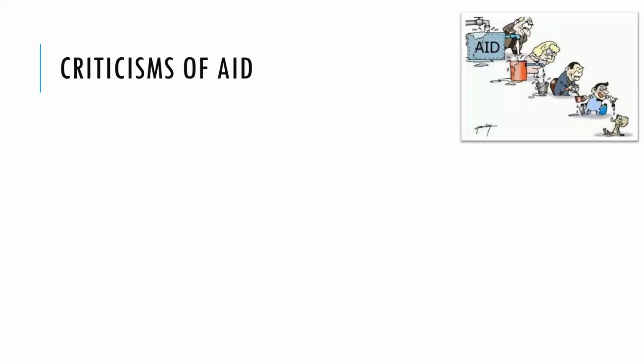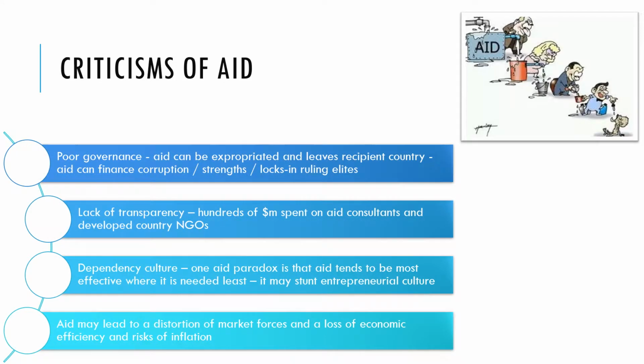Having said that, there are a lot of criticisms of aid. One of them is to do with poor governance. Aid can be expropriated and leave the recipient country. We often see that aid is well intentioned, but then it goes through a lot of organizations who all take some of the finance before it really reaches those who actually need it. There's maybe again a lack of transparency. Where does this money really go when it goes through aid consultants and non-governmental organizations?